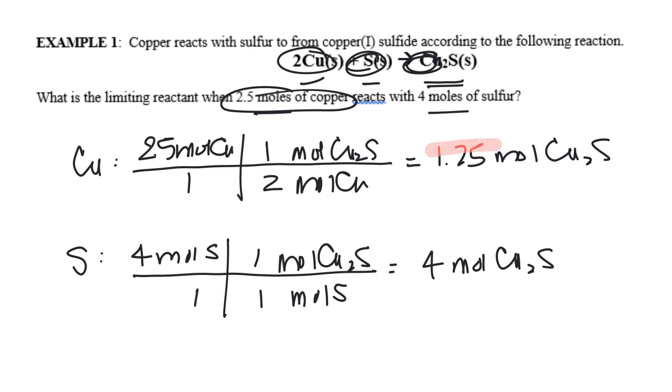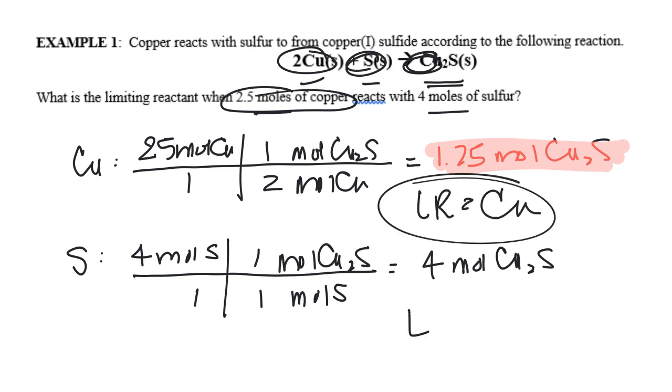Well, clearly 1.25 is the smaller number. So my limiting reactant limits how much can be made. My limiting reactant produces the smaller amount. So my limiting reactant is the copper. Therefore, my excess reactant is the sulfur.